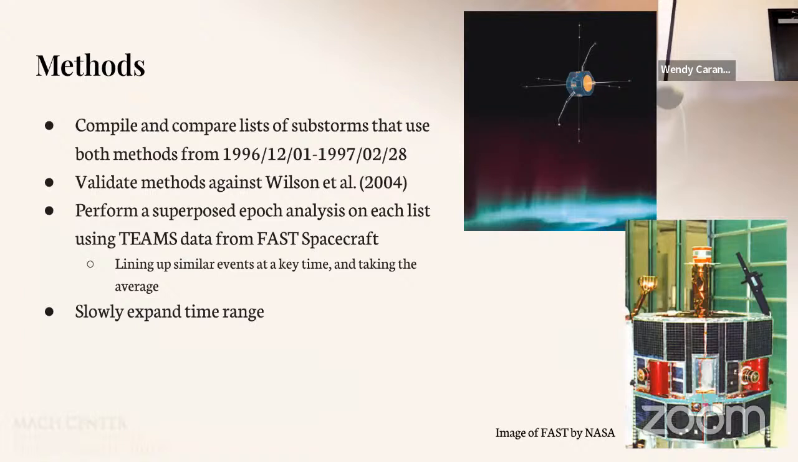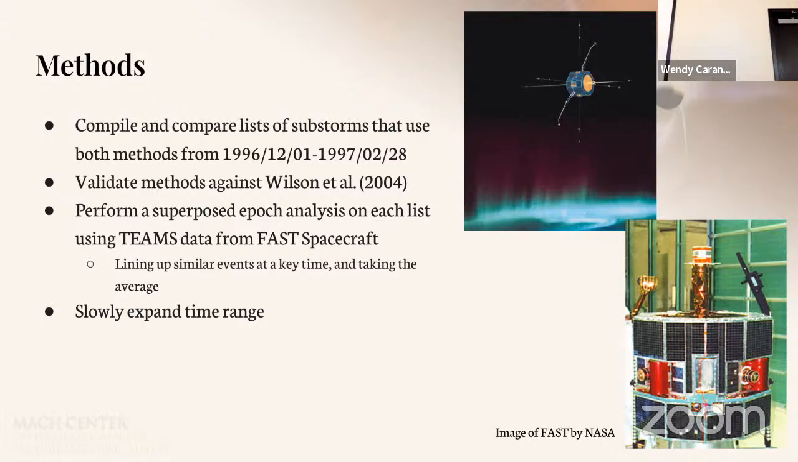So, what methods did I use this summer? The first thing I did is I compiled and compared lists of substorms that used both imager and magnetometer methods. I looked specifically at a 3-month time period from December 1996 to February 1997. The reason I looked at those dates specifically is because we wanted to validate our methods against this pre-existing Wilson study.